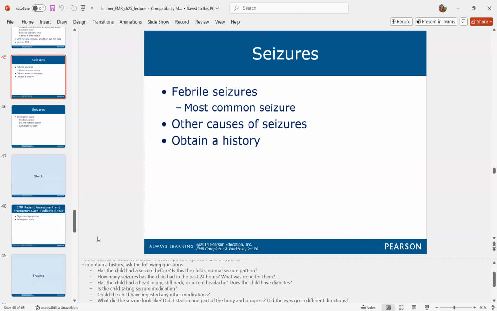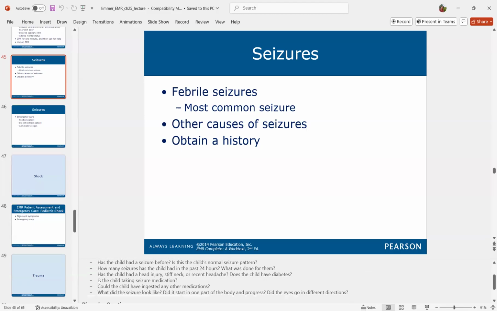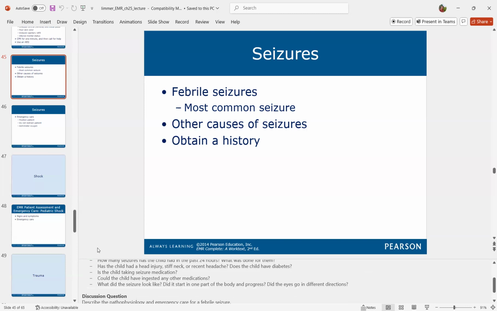Do they have diabetes? The stiff neck part could be meningitis. Are they taking any seizure medications? Could the child have ingested any other medications? What did the seizure look like? Did it start at one part of the body and progress? Did the eyes go different directions?